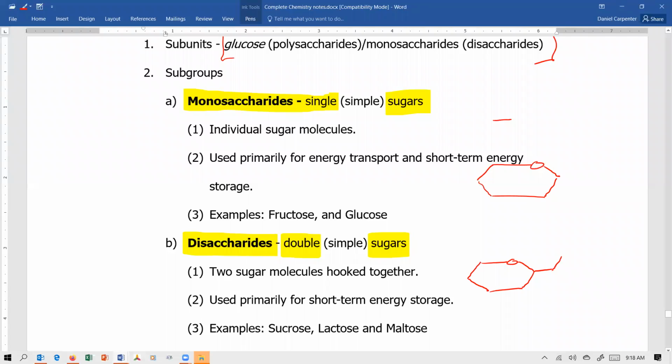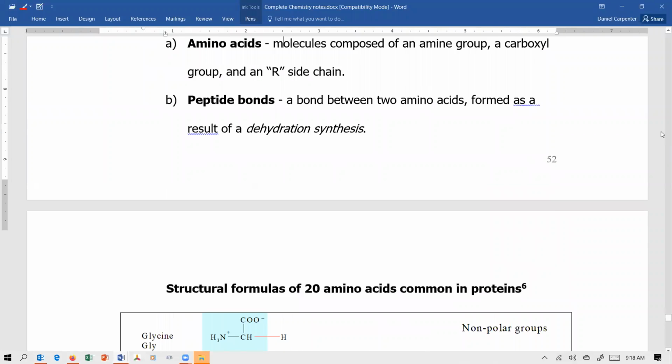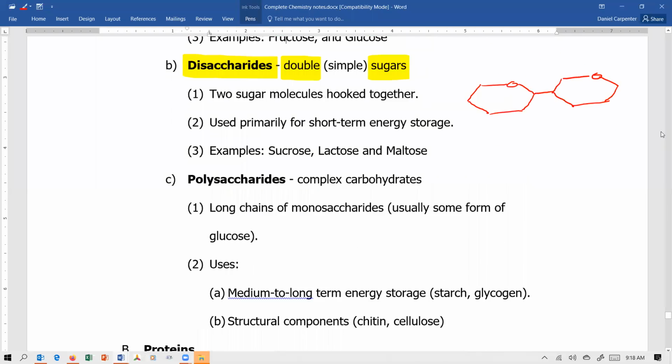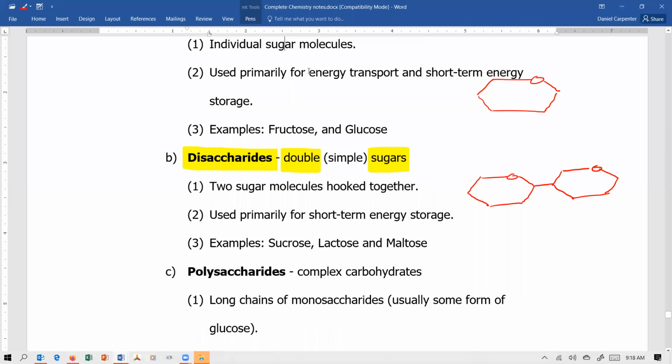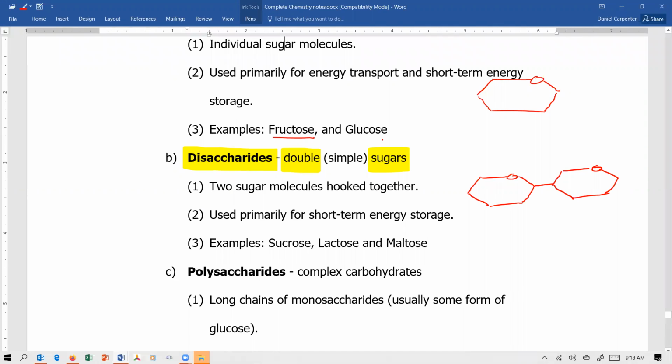And that's why it's called a disaccharide, because it has two sugars that make it up. Now, I told you yesterday that a couple of examples of monosaccharides are fructose, which is fruit sugar, and glucose.